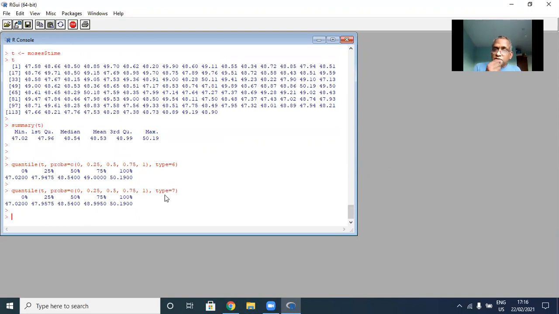because it uses a different formula from what I taught you in the class. The formula that I gave you in the class corresponds to type 6.